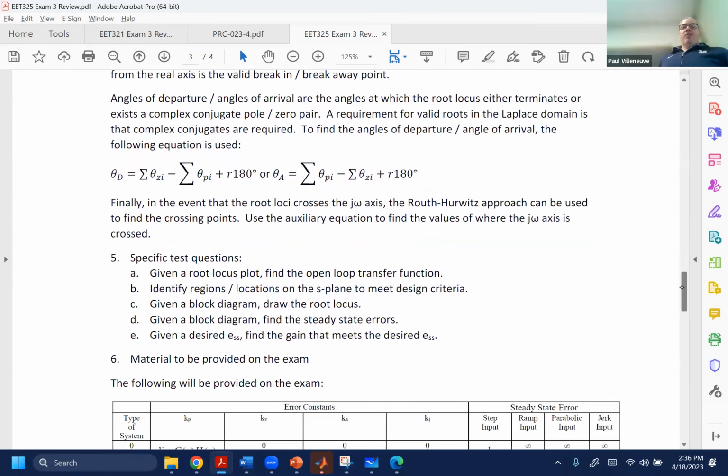And then departure or arrival angles, that's if you start at complex conjugates or end at complex conjugates, you need to know the angle. So you do that.